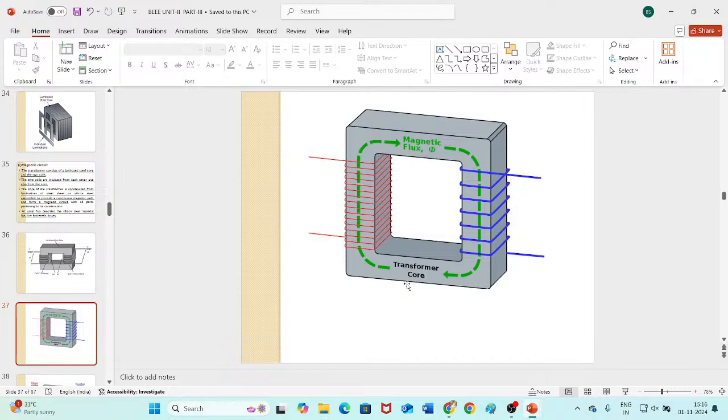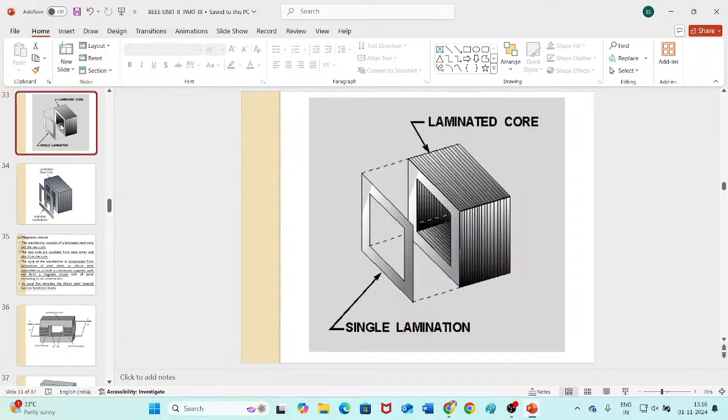Usually the core of the transformer is laminated. Laminated means they will take thin sheets, provide insulation in between each and every sheet, and assemble them one above another. They will stagger them one above another to form the core. You can see this is a thin sheet for core type transformer, and you can see n number of sheets. In between each and every sheet, proper insulation is provided to avoid leakage.